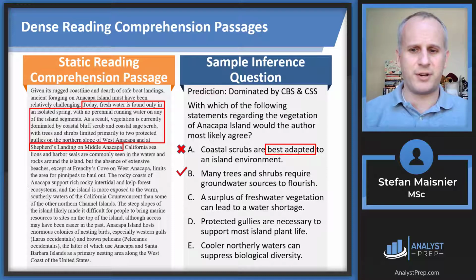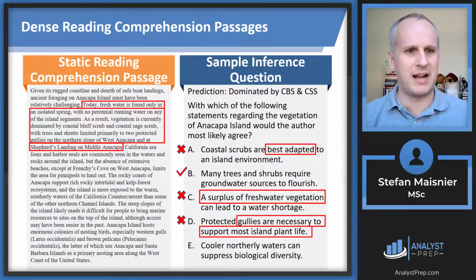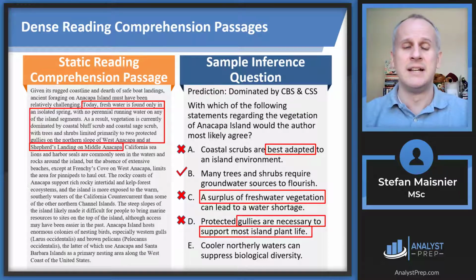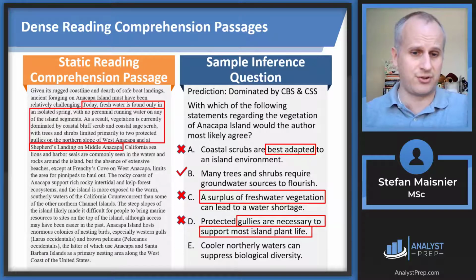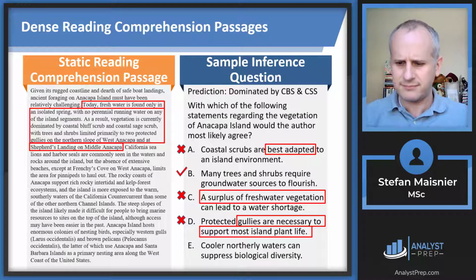A surplus of freshwater vegetation can lead to a water shortage. Well, we don't have much freshwater vegetation, and we don't know what would happen if there was too much of it, so that can be eliminated pretty confidently once you understand what the sentences are saying. Protected gullies are necessary to support most island plant life. Again, most island plant life necessary. We can't make that logical leap, even though we can see that it's probably required for these trees and shrubs on West AI, but to go outside of that is probably too far.